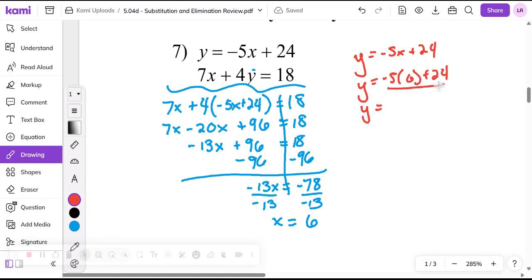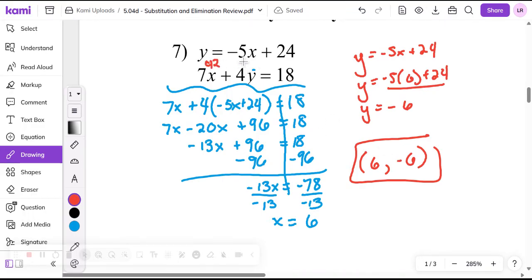And I do this problem. Negative 5 times 6 plus 24 is negative 6. So x is 6, y is negative 6. And again, if I test it, 7 times 6 is 42. 4 times negative 6 is negative 24. And that is 18.